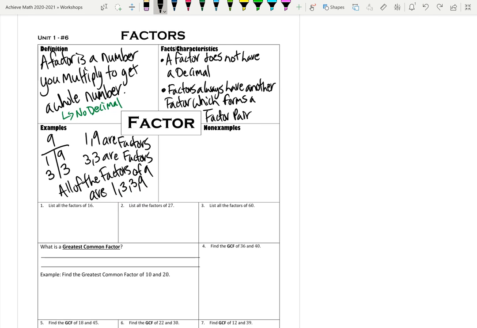Some non-factor pairs are, for example, if I tried 9 and 2 times 4.5, or another number. This is not going to be a factor pair. 9 divided by 2 is not a whole number, aka not a factor.